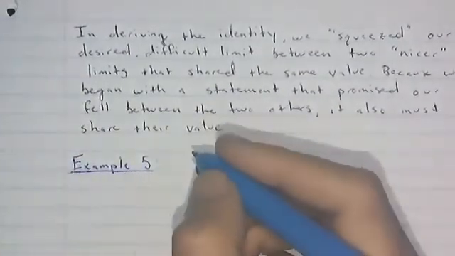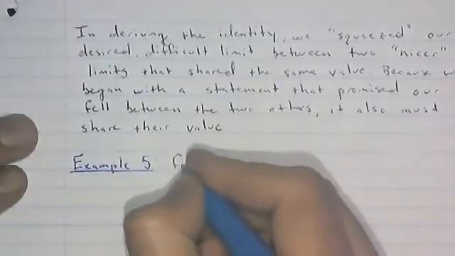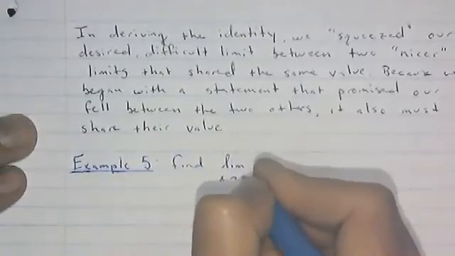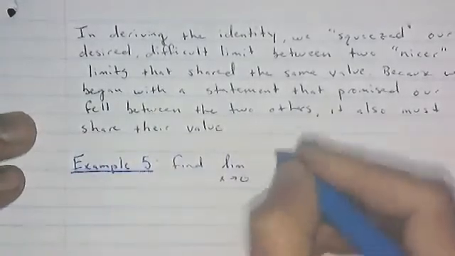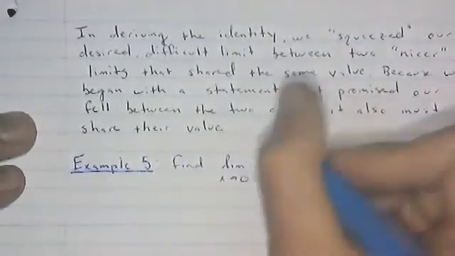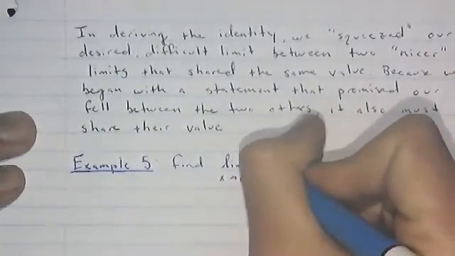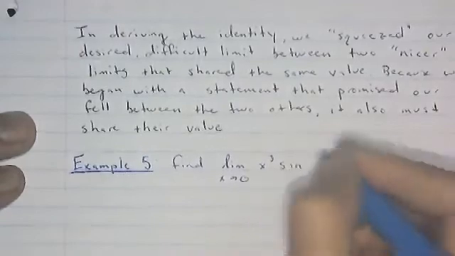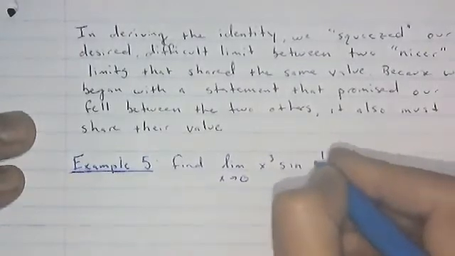Let's find the limit as x approaches 0 of x cubed times the sine of 1 over x.